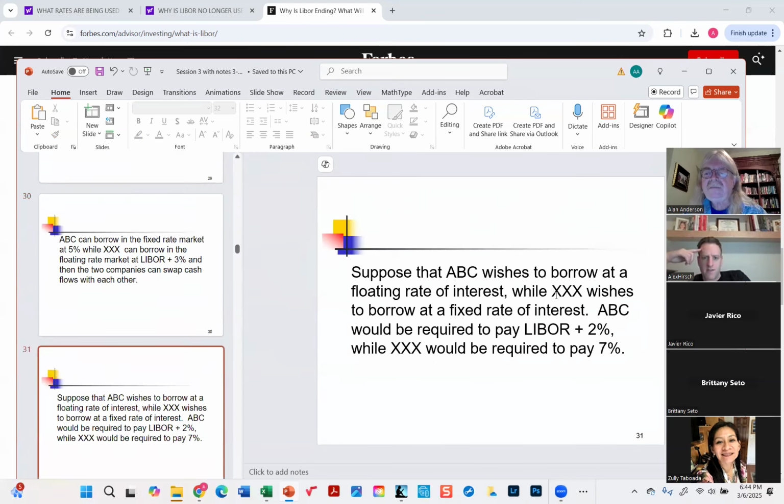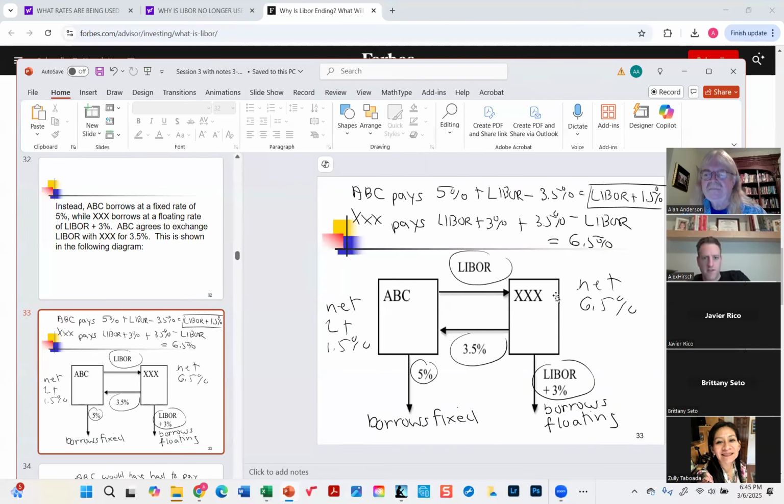So because XXX believes interest rates are going to go up, if LIBOR goes to 7, then they're making 0.5%. Basically, ABC is paying LIBOR plus 1.5, so it would be 8.5% if LIBOR is 7, for instance. So what ends up happening is, no matter what happens with these rates, their borrowing cost is cheaper for both of them than if they'd borrowed in their preferred market in the first place. So by entering into this agreement, they saved a total of 1%, which they split evenly between the two of them. And so this is what this concept of comparative advantage refers to in this market.